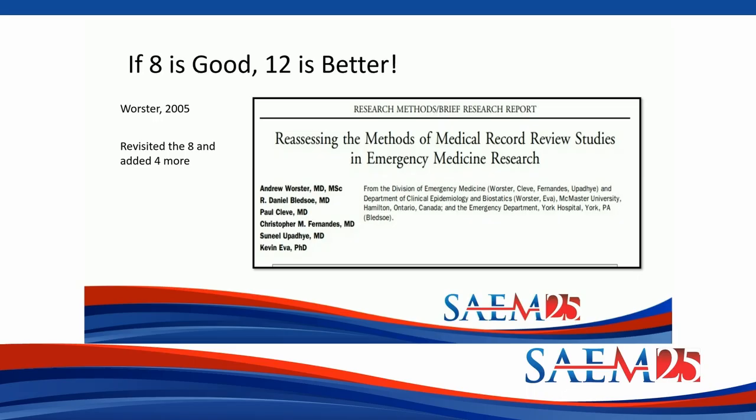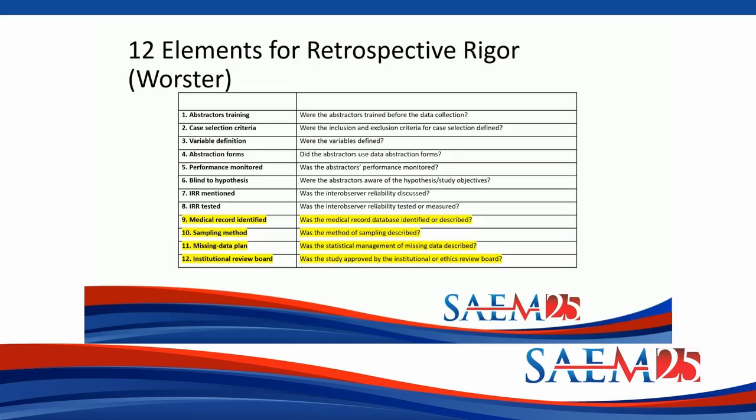So another article that came out more recently, 2005, is Worcester, and this actually expanded this 8 is great to 12. So 12 is better if 8 is great. And they added 4 new things, which are not entirely new, but they're good points to make. The ones that are highlighted at the bottom are the ones that we're drawing attention to here.